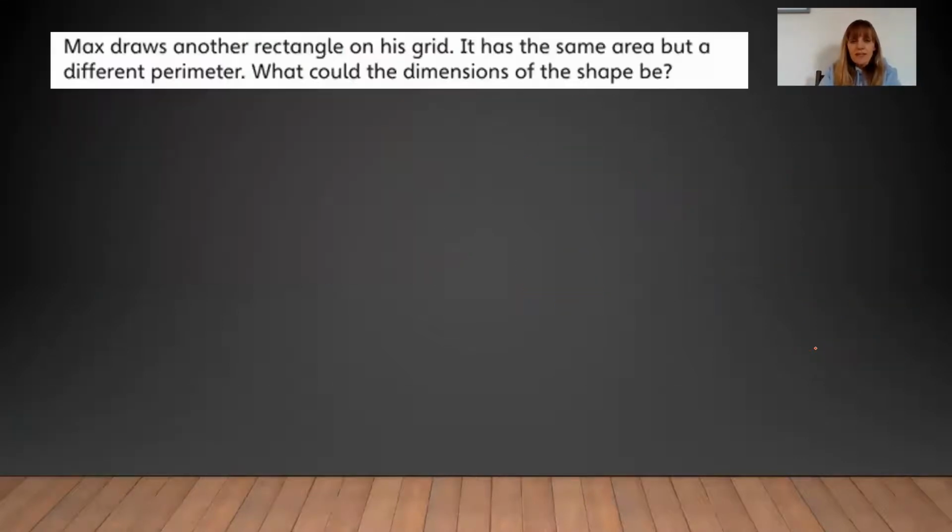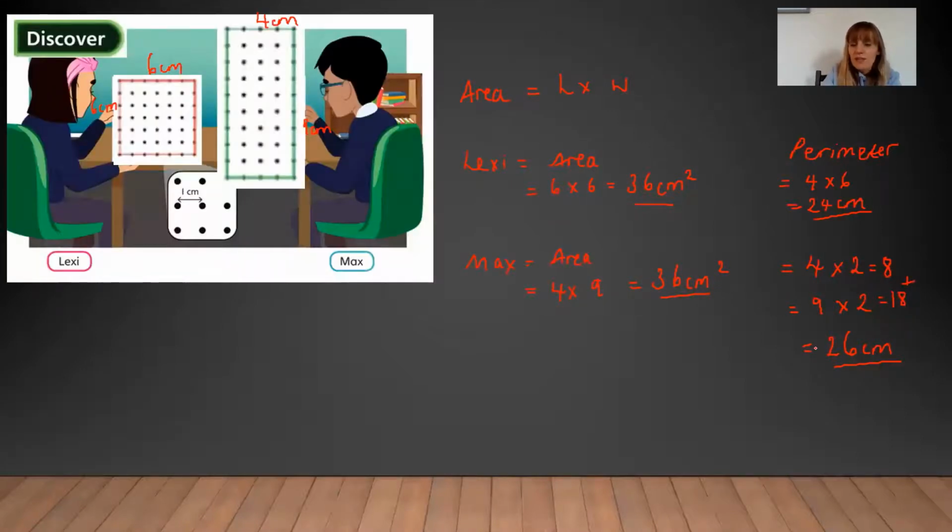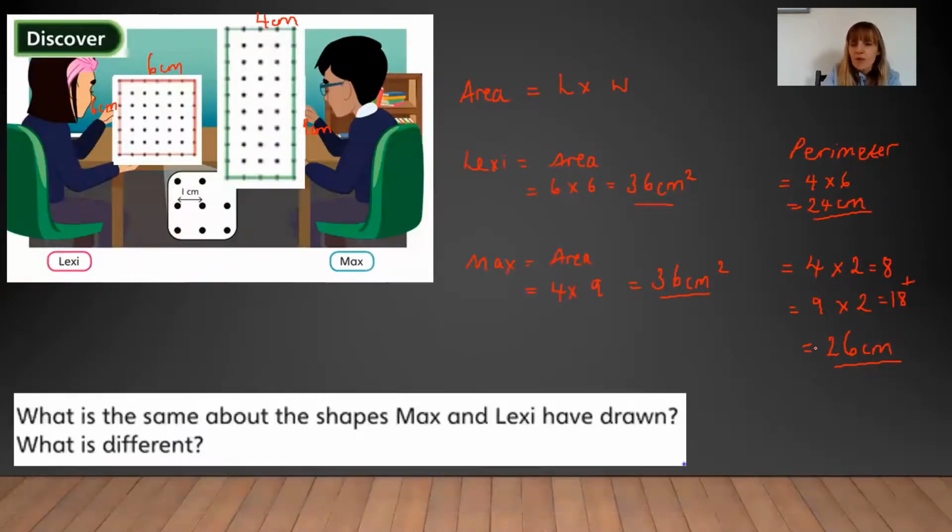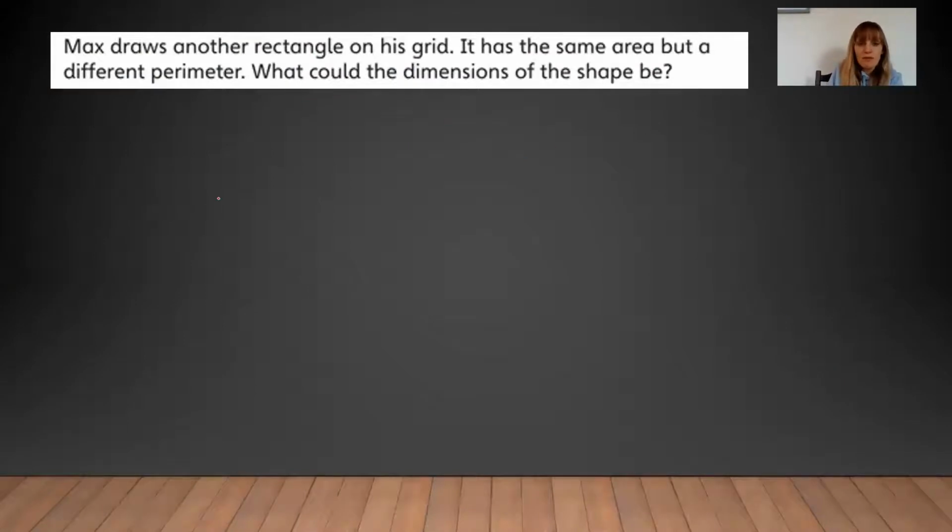Okay. All right, now Max is going to draw another rectangle on the grid. It has the same area, but a different perimeter to the other 2 shapes. What could the dimensions of the shape be? Now let's flick back. So we can see that the area was 36 centimetres. So shall we write that down over here? 36 centimetres squared.